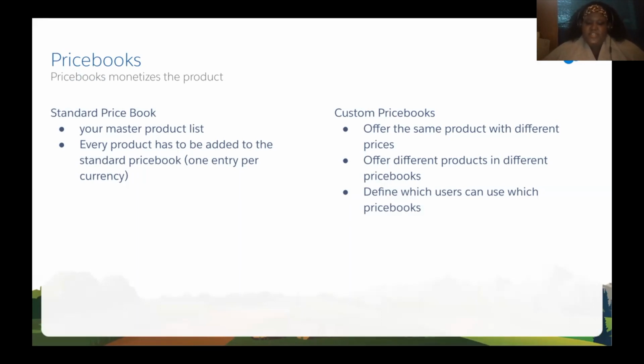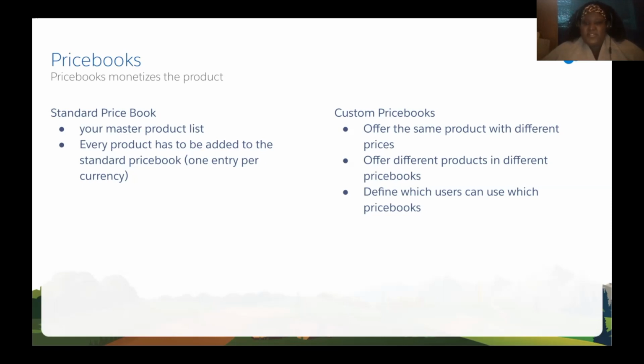Every product must have a price book entry for each currency. So if you're using multiple currencies, for example, USD and Canadian dollar, you have to enter the same product twice, but with the different currencies.